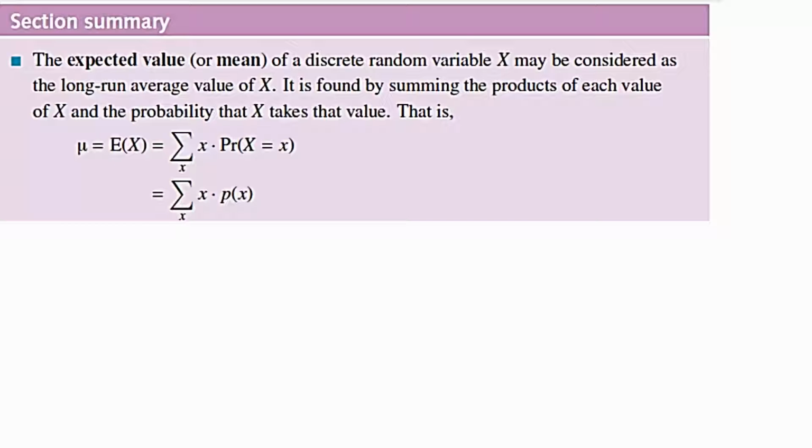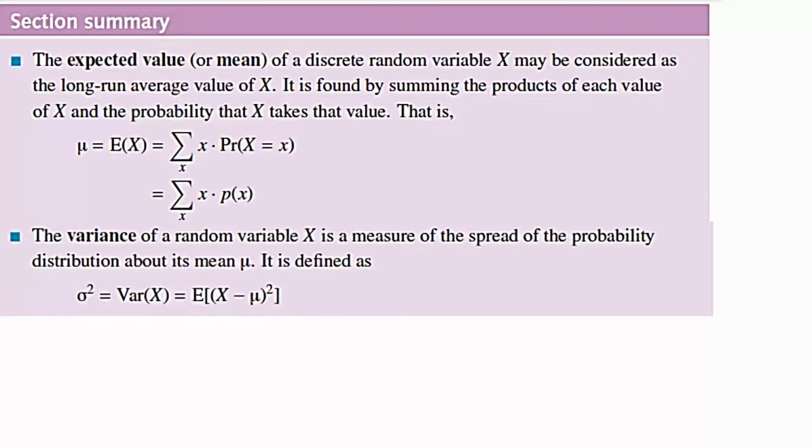I said if I flipped 100 times, what's the average, or what do you expect, how many of them would you get tails? You'd say 50. It's that same concept. That's what the expected value means. It's just the average in the long term. Then the next part is variance.